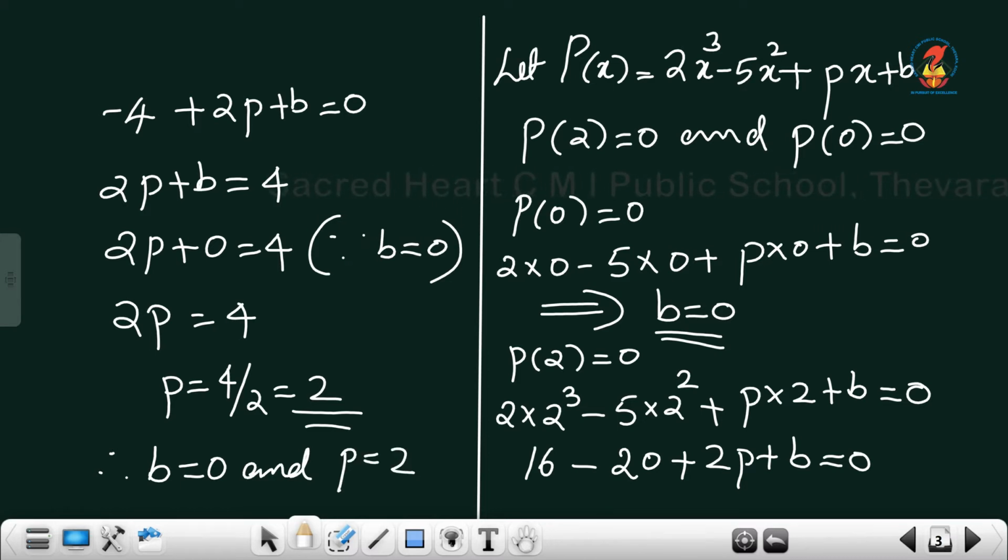What is given is 2 and 0 are the zeros of the given polynomial. So we have taken p of 2 equal to 0 and p of 0 equal to 0. So by substituting p of 0 as 0, we got b equal to 0. Then we have taken p of 2 equal to 0, substituting 2 instead of x, we got p as 2.